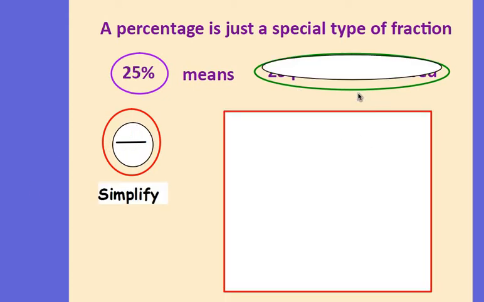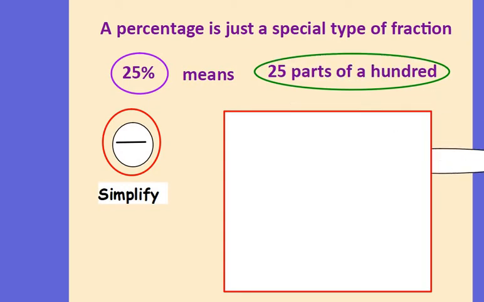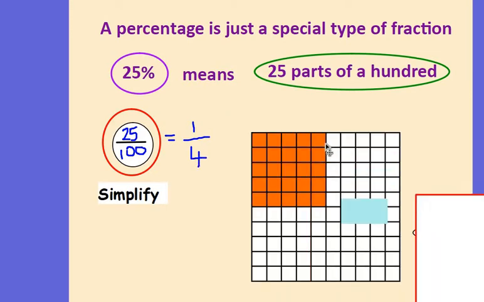I've got 25%. What could that mean, Jake? 25 parts out of 100. Brilliant. I can write that as a fraction. 25 out of 100. I could simplify that fraction, couldn't I? To 1 over 4. And if I shaded that in, I've got 25 parts shaded out of the 100. And the rest of it would be the other 75%.